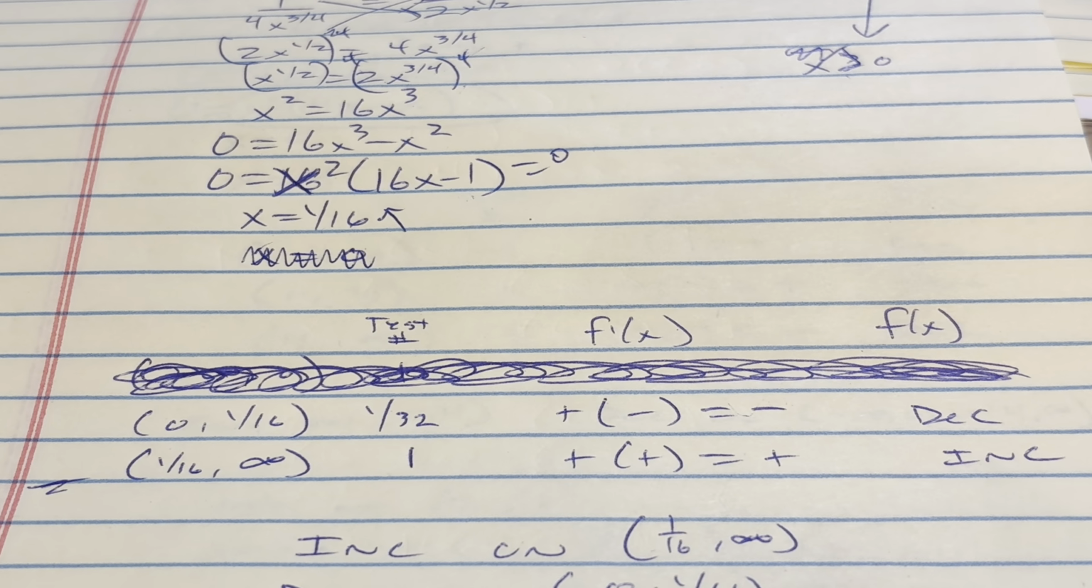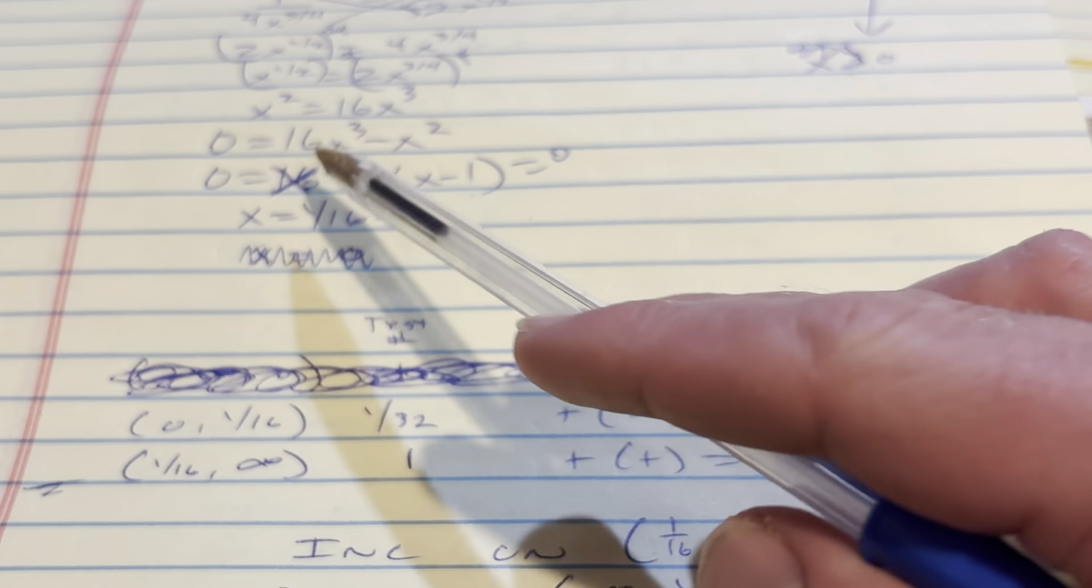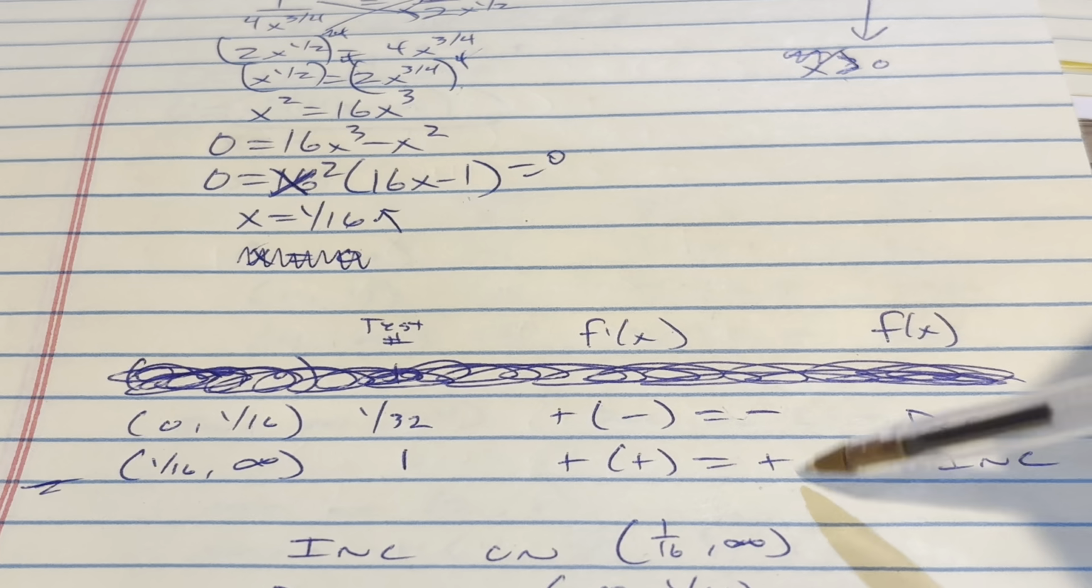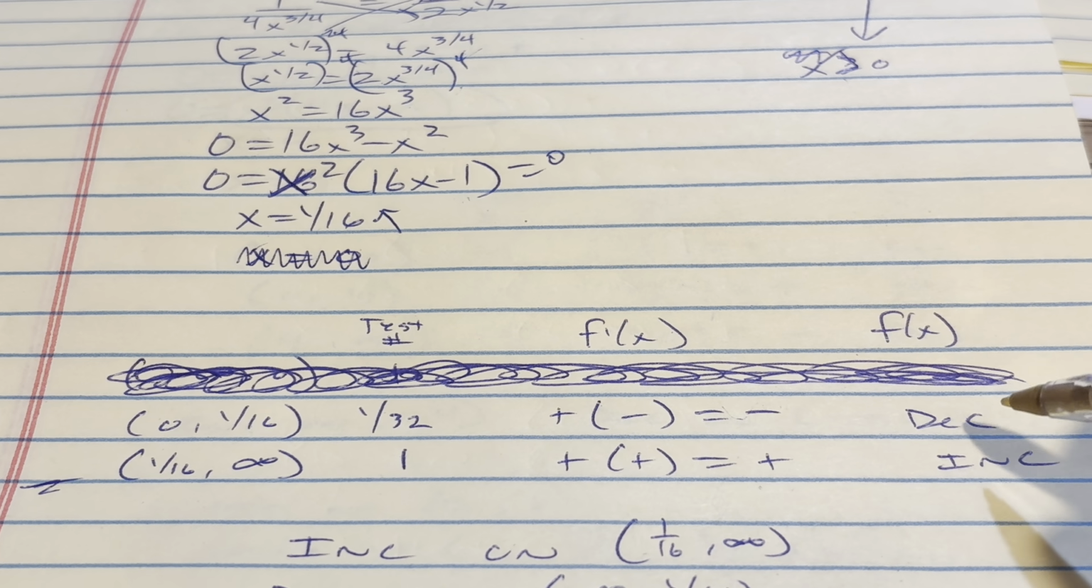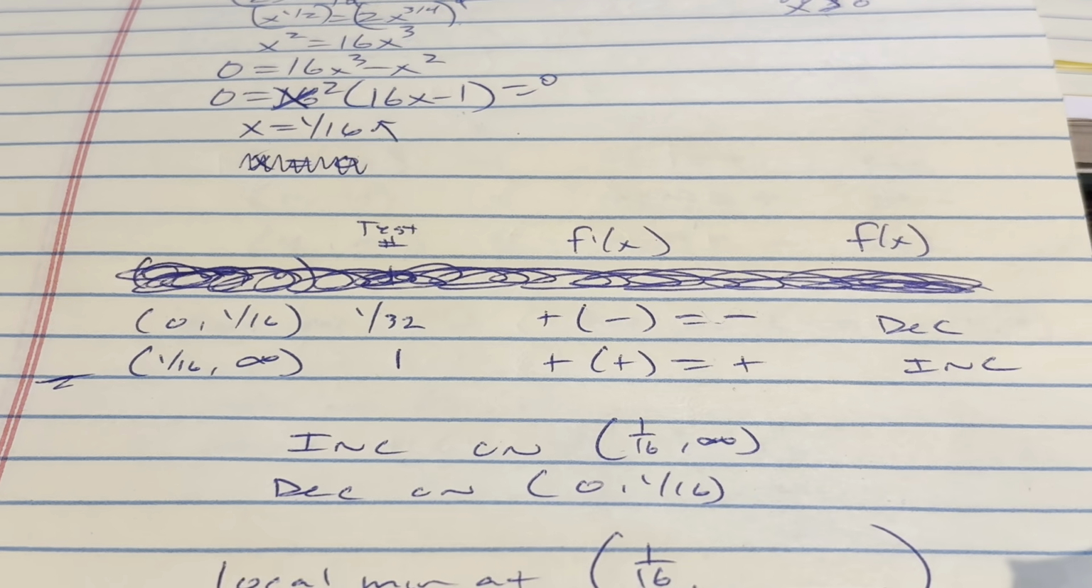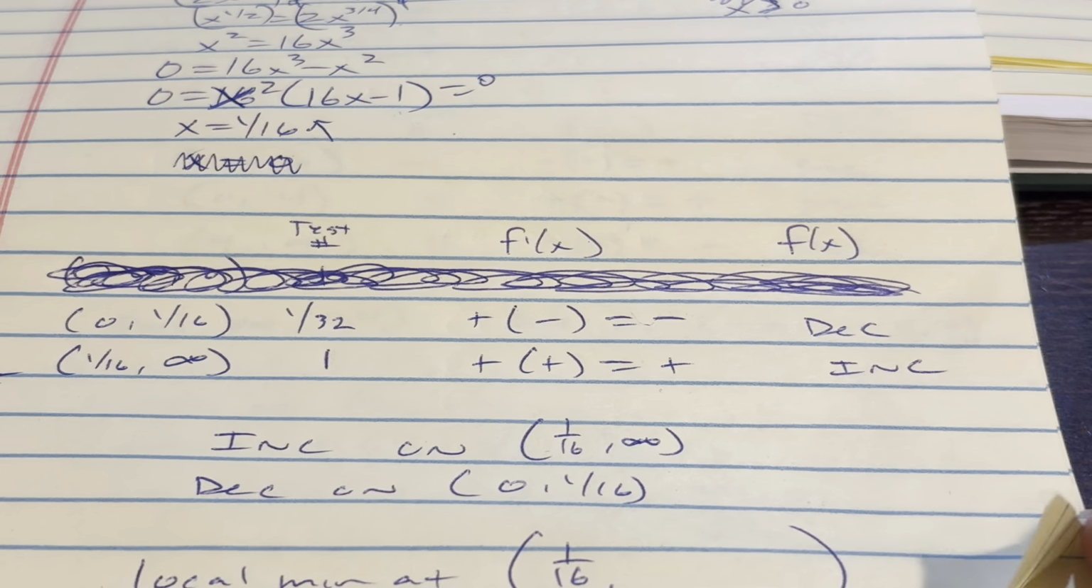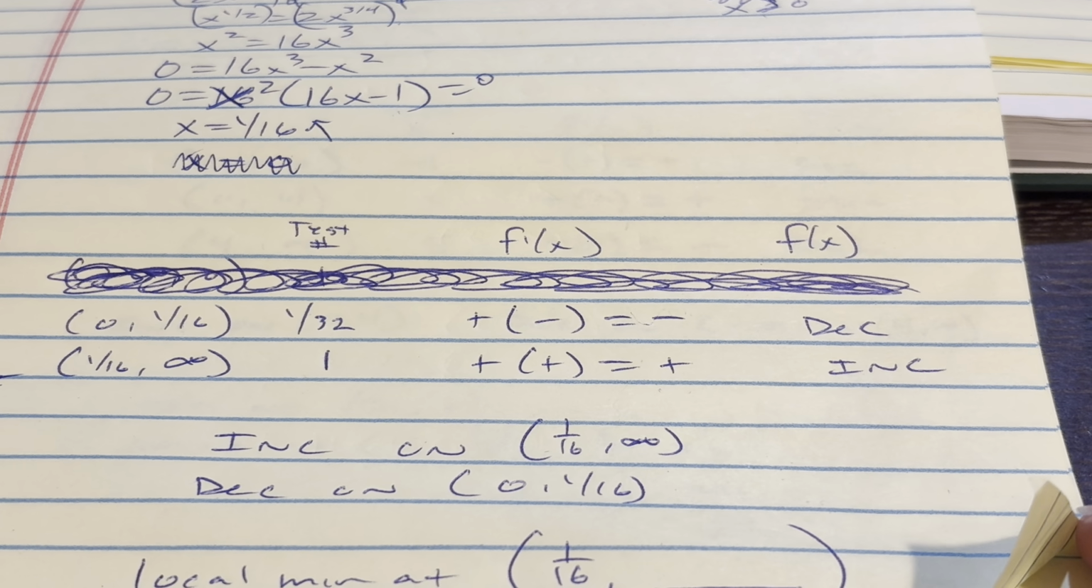You should look at this graph. It decreases for the tiniest part, then continues to go up. When I plug 1 in for x, I get a positive times a positive, which is a positive. So it is increasing on 1 over 16 to infinity, and it decreases at the start for the shortest time, 0 to 1 over 16. So it has a local min.